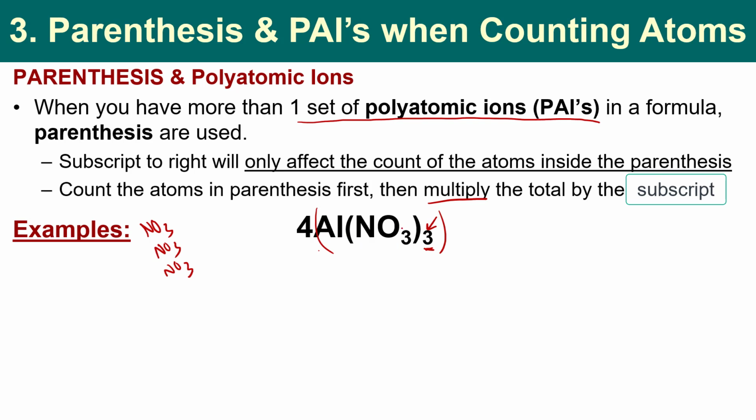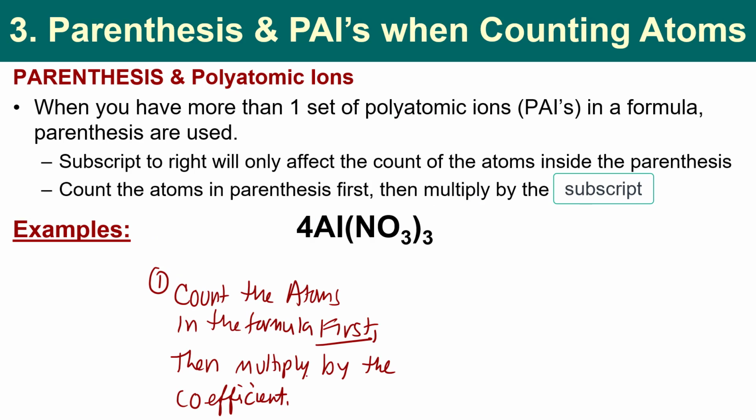So let's break this one down and actually do it. First thing we're going to do is count the atoms in the parentheses first and then multiply by that subscript. So here we go. I know I have 1 nitrogen and I have 3 oxygen, and I have to multiply that whole thing by 3, which is going to get us 12 atoms. So this portion of that formula is 12 atoms. I also have this aluminum, which is a robust 1 atom.